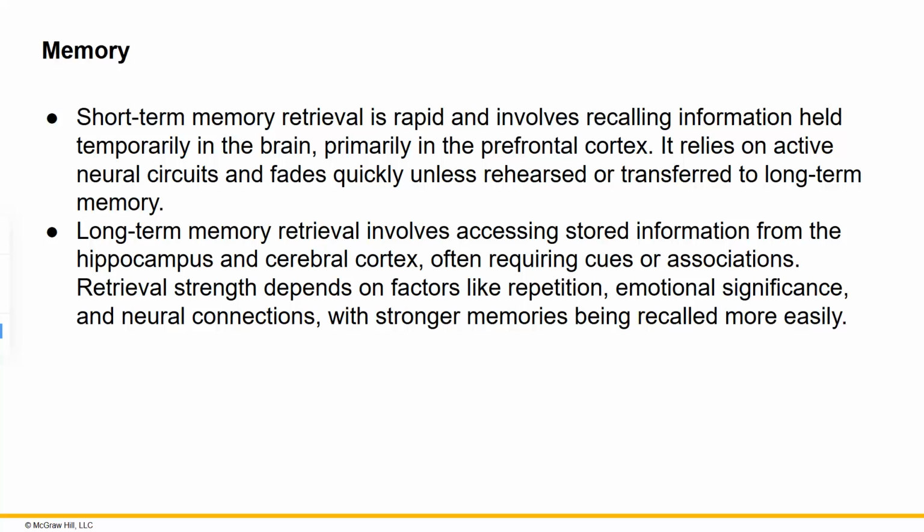And we come to memory. Short-term memory retrieval is rapid and involves recalling information held temporarily in the brain, primarily in the prefrontal cortex. It relies on active neural circuits and fades quickly unless rehearsed or transferred to long-term memory. Long-term memory retrieval involves accessing stored information from the hippocampus and cerebral cortex, often requiring cues or associations. Retrieval strength depends on factors like repetition, emotional significance, and neural connections, with stronger memories being recalled more easily.